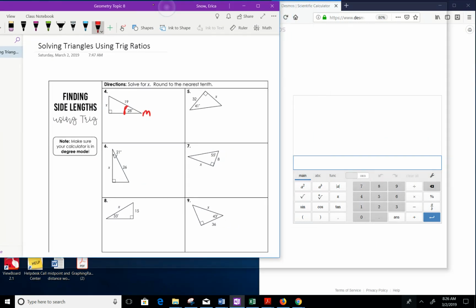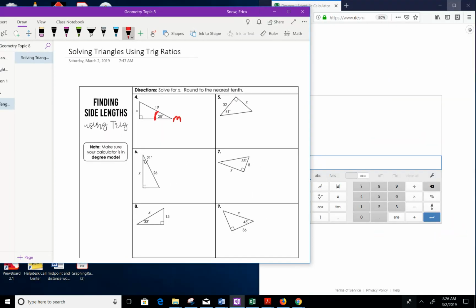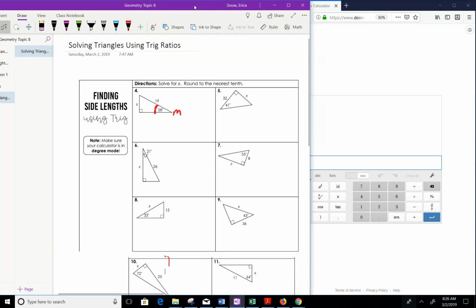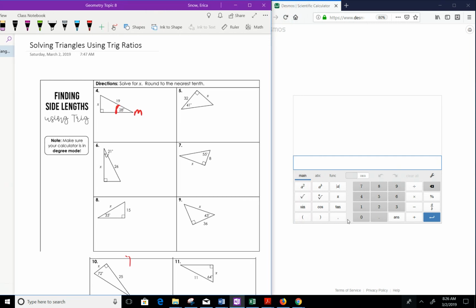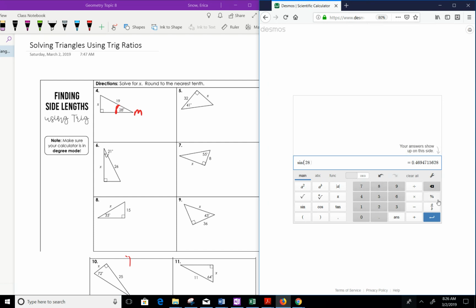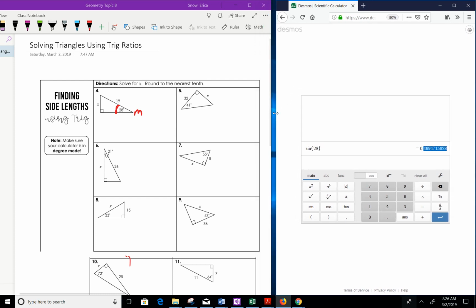So now what I want to show you over here on Desmos is that sine of 28 actually has a value attached to it. So if I hit sine 28 degrees and hit enter, this is the value of that, which is pretty awesome that there's actually a decimal that gives us what that ratio measure actually is.